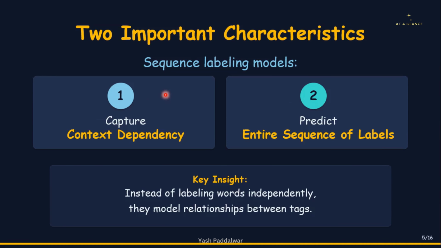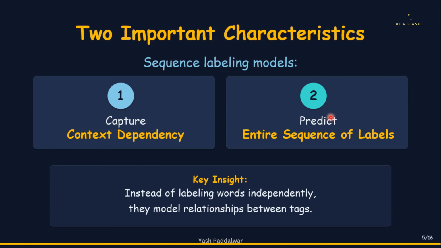Now, remember that sequence labeling models have two important characteristics. The very first characteristic is capture, and the second is predict. Capture context dependency is nothing but the label of a word depends on the nearby words. Remember this. For example, if we have the word bank, it could mean a financial bank, or it could be a river bank. So basically, context decides the meaning over here. I hope the first characteristic is clear to you all.